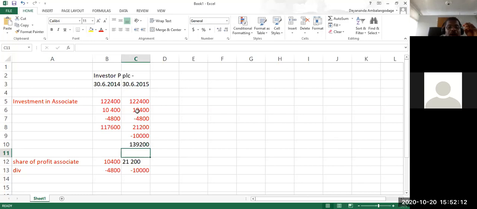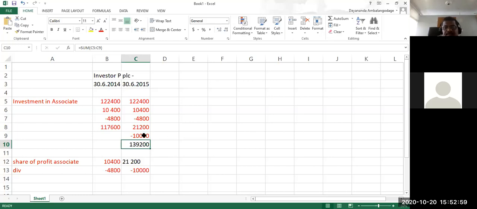Now, how do you reconcile? Now I just wanted to tell you. You start from the cost under the equity method. You take the share of profit in the first year and you deduct the dividend portion. You get the value under the equity method. About 1 or 2 years back, you invested this much, and the first year share of profit is so much, first year dividend is so much, second year share of profit is so much, second year dividend is so much. So the cumulative value under the equity method is 139,200.